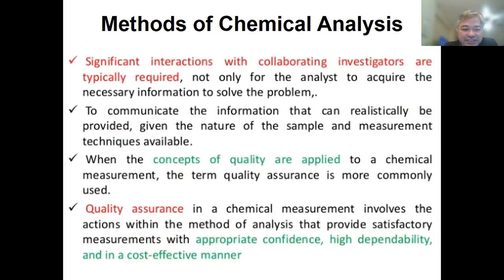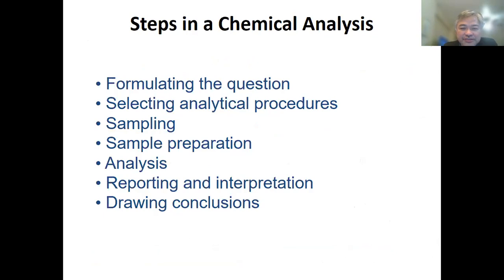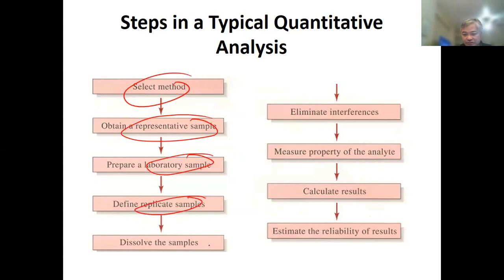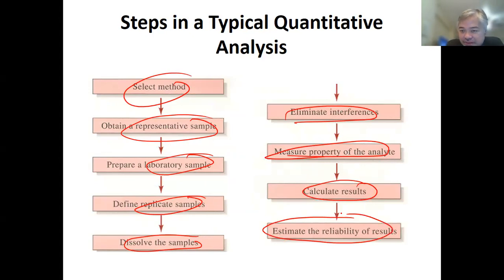So if you're going to look at this, the one that I'm trying to show you here is how do you do the chemical analysis? You formulate the question, you select the analytical procedure, sampling, sample prep, analyze, and then report, and then interpret, and then draw conclusion. Or you can do it based on the Harris book here. You select the method, obtain a representative sample, prepare the lab sample, do replicates, dissolve the sample, eliminate interference, measure the property of the analyte, calculate results, and then see if your results are reliable.